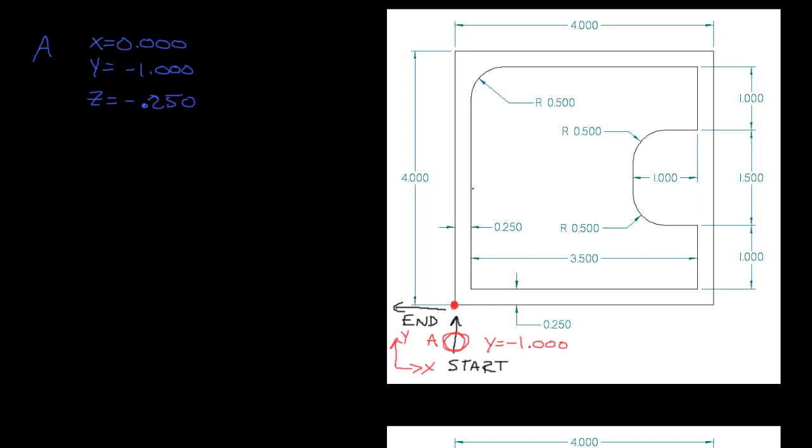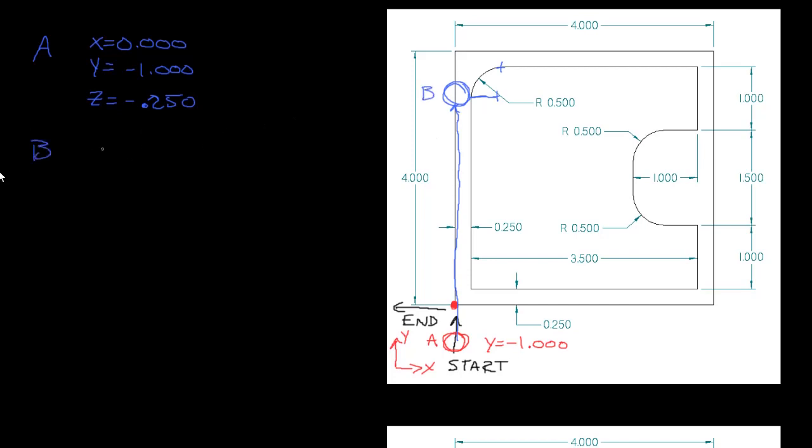All right, and then it's going to move up here. So come along here, and it's going to end up right here, right at the tangent point of this radius here. Okay, so we're going to go to point B.